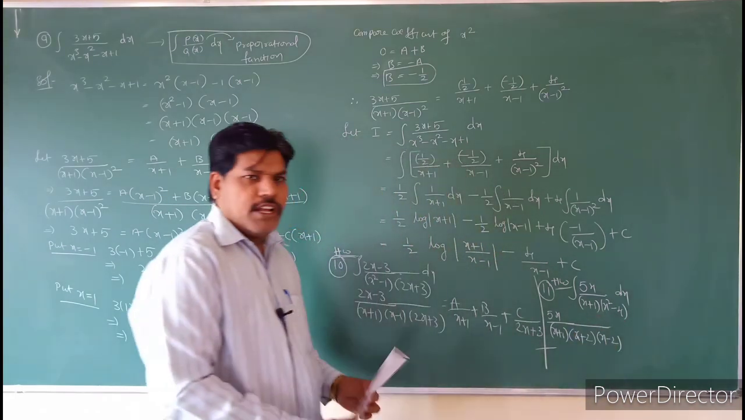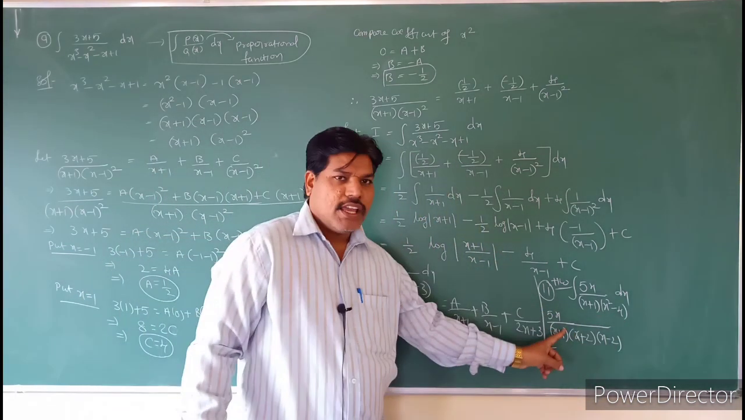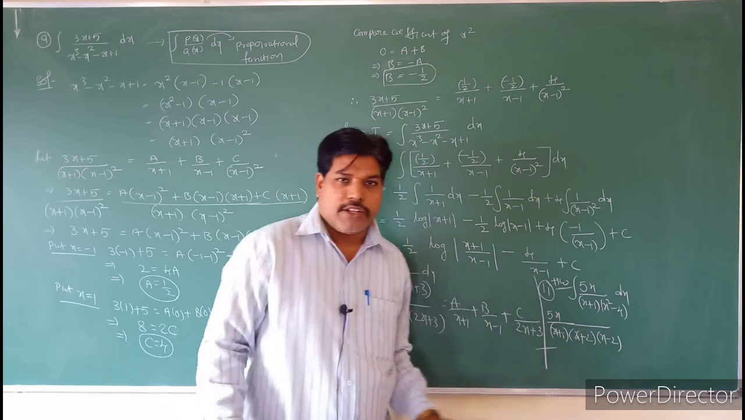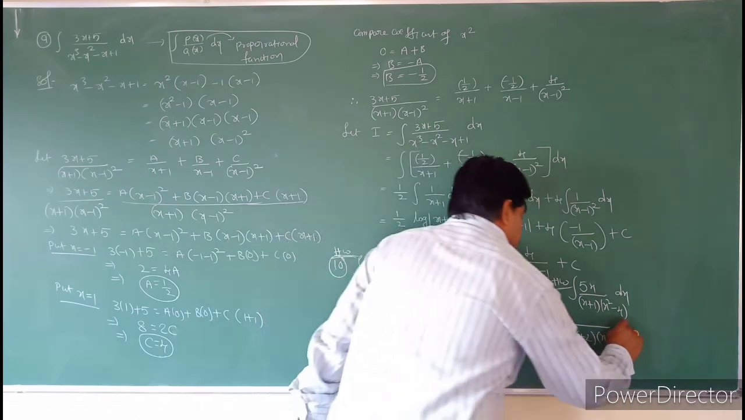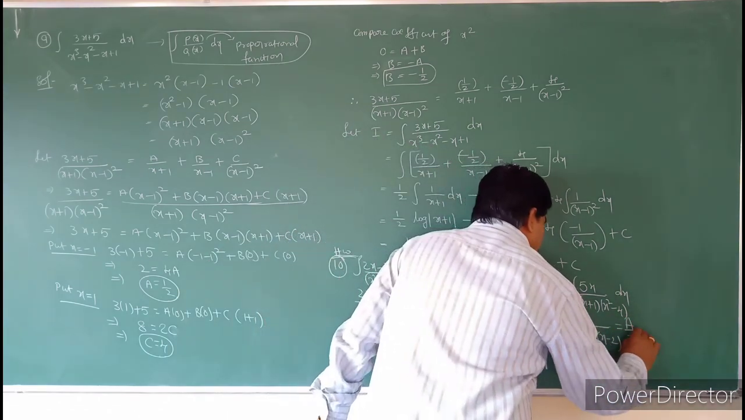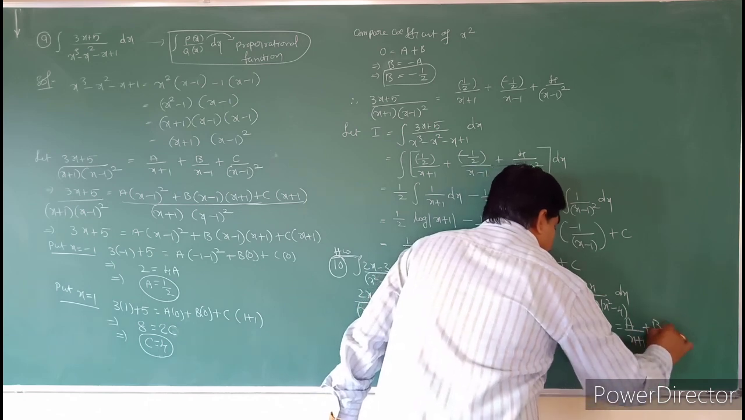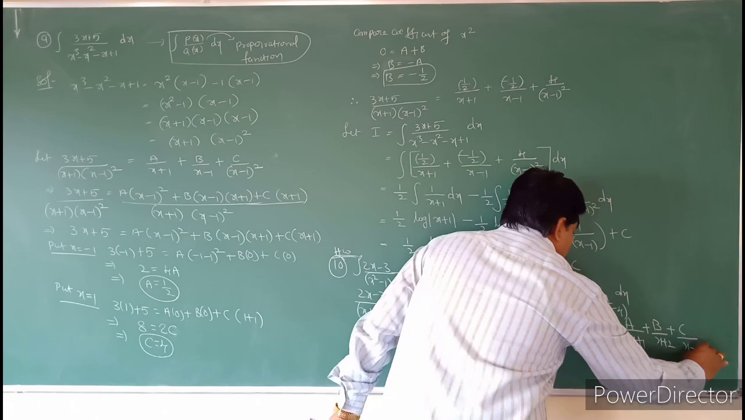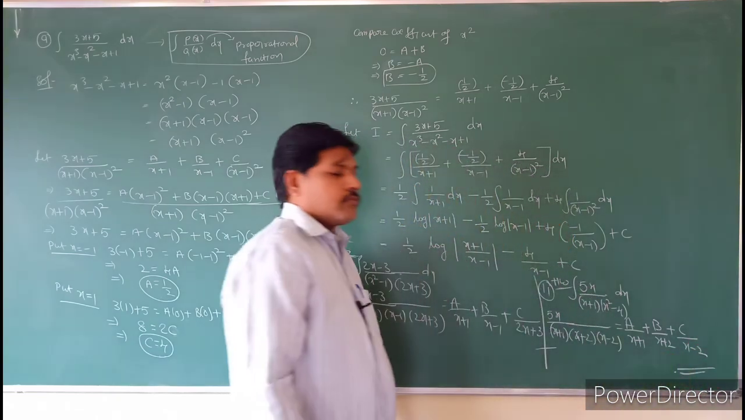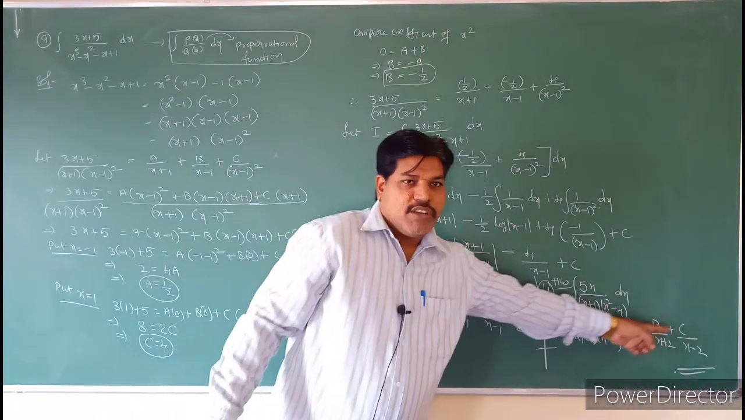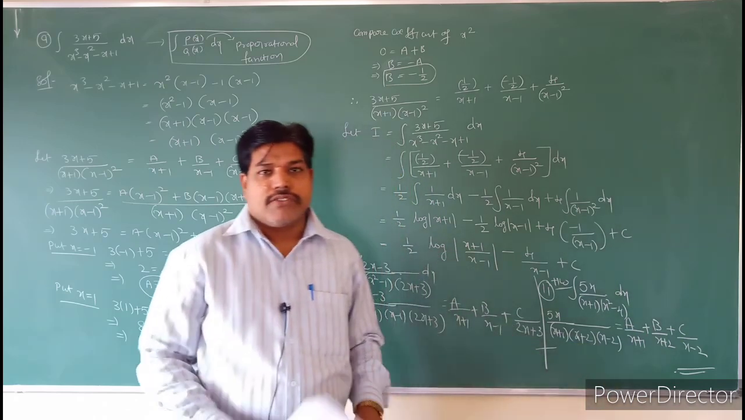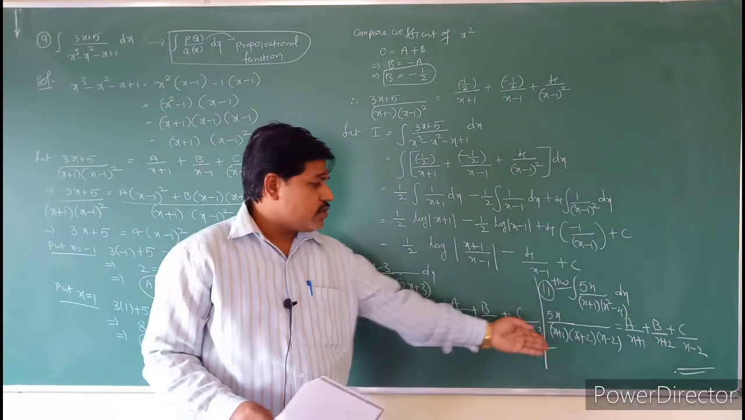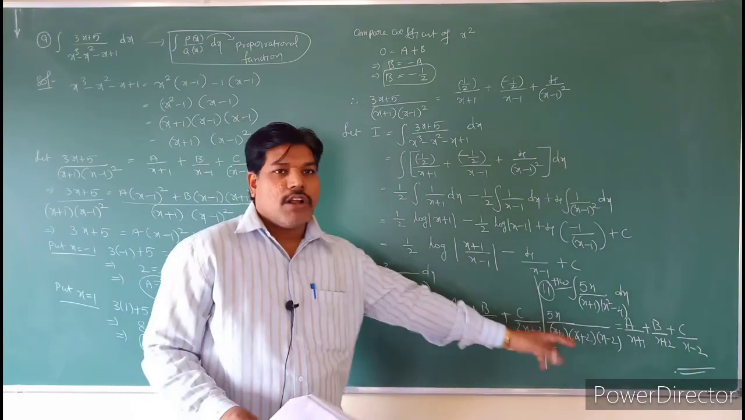So same problem, similar problem. 5x by x plus 1, x plus 2, x minus 2. So how to take these partial fractions here? A by x plus 1 plus b by x plus 2 plus c by x minus 2. So calculate A, B, C values and apply the integrations. Very easy problem. So try these two questions, question number 10 and question number 11.